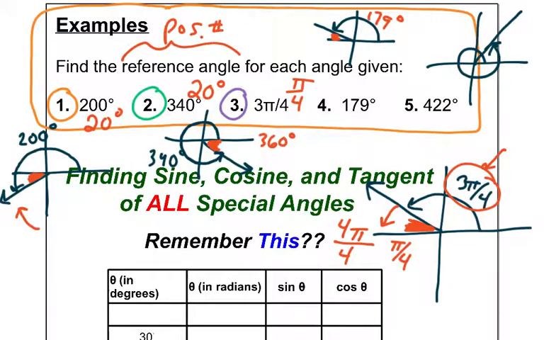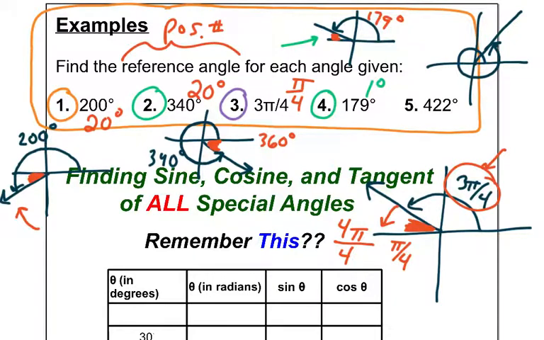I drew the angle for number 4, and 179 landed me right about in the second quadrant, almost all the way on the left side of the whole coordinate axis. Okay, so my reference angle there in red is how far away? I am 1 degree away. So my reference angle for 179, the distance to the nearest x-axis, is 1 degree.